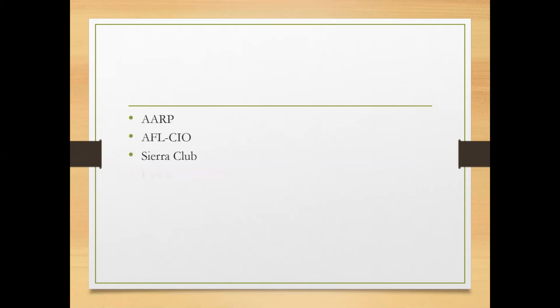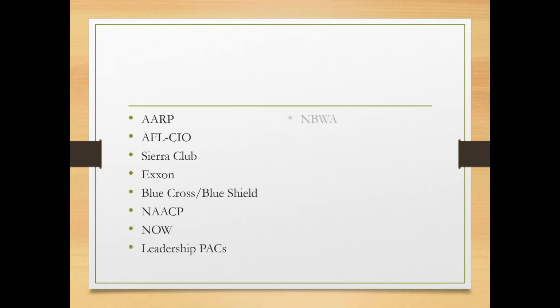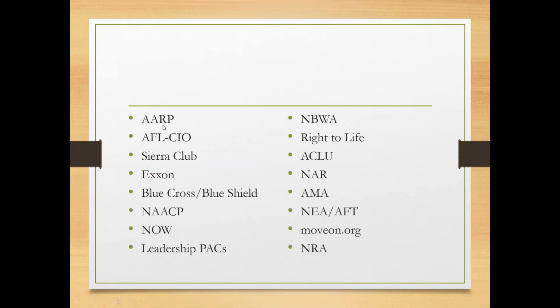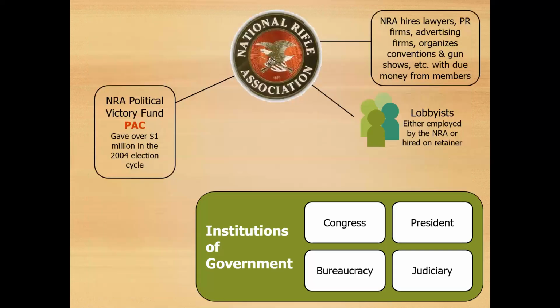All right. So here are some other examples of interest groups. Retired people, and these are both labor unions, the American Federation of Labor and another one I forget, but they're both labor unions, big time. Sierra Club, environmentalists. Exxon, of course, is the oil industry. Blue Cross Blue Shield, insurance industries. The National Association for the Advancement of Colored People, which I think is a liberal organization as well. Different leadership PACs for the Republicans and the Democrats. And the American Civil Liberties Union, the Right to Life, those anti-abortion groups. There are tons of them across our country.